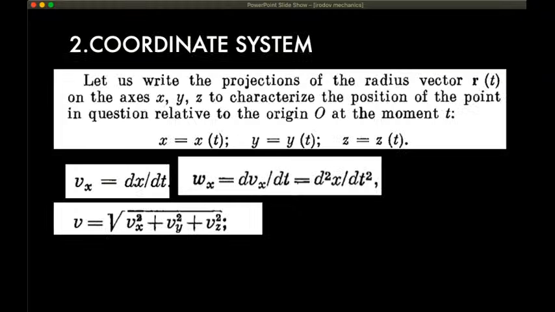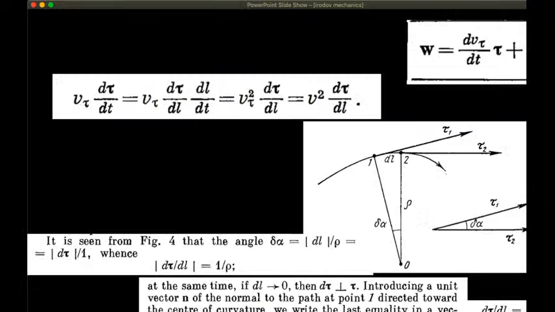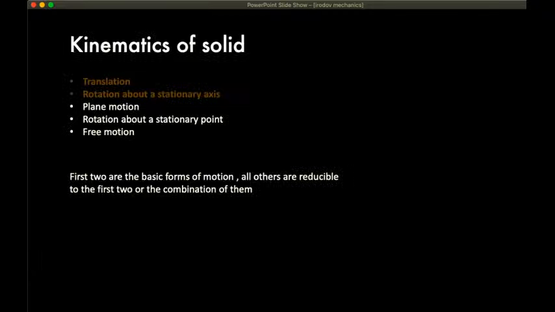In the same way, the second method is I define a coordinate to a given position in space. The third one is the natural method, which is if I know the trajectory of the path, then I could define a tangential velocity vector, and likewise I could get the value of the accelerations as well.